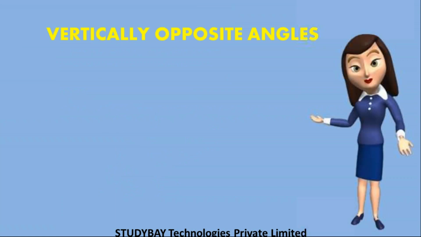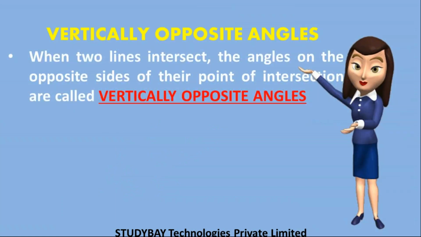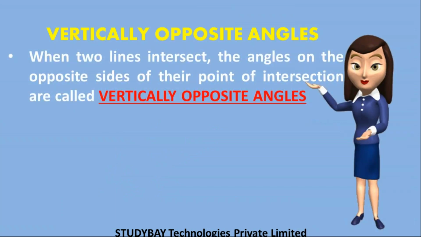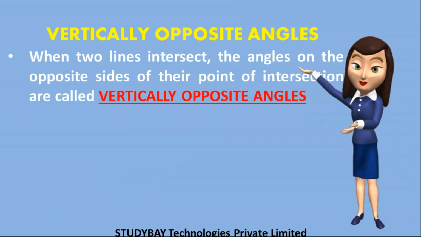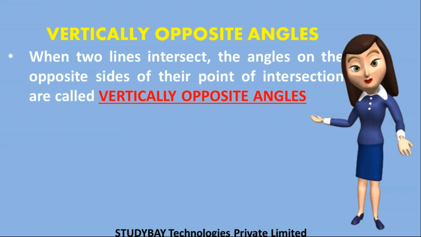Now we have vertically opposite angles. When two lines intersect, the angles on the opposite sides of their point of intersection are called vertically opposite angles.